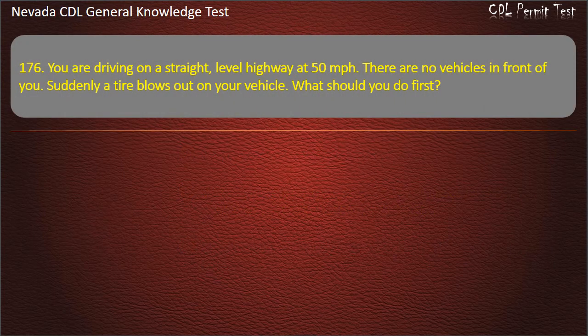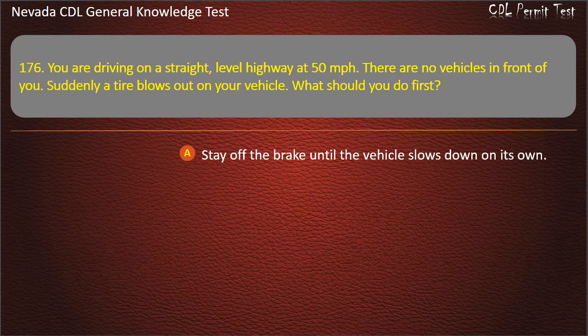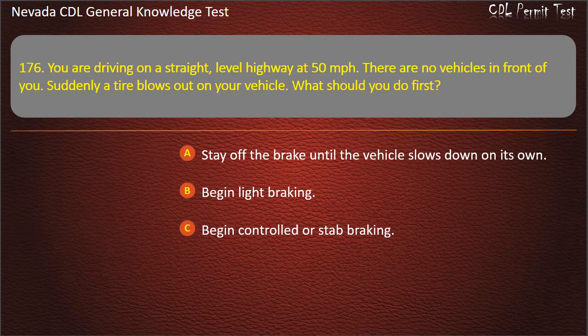Question 176. You are driving on a straight, level highway at 50 miles per hour. There are no vehicles in front of you. Suddenly a tire blows out on your vehicle. What should you do first? Stay off the brake until the vehicle slows down on its own. Begin light braking. Begin controlled stab braking. Answer. Stay off the brake until the vehicle slows down on its own.